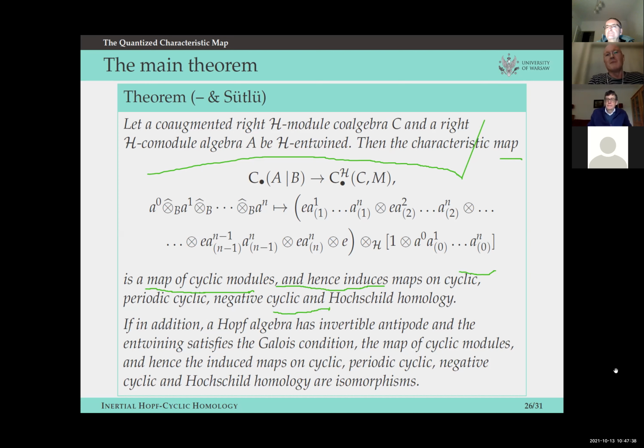Technically you are right, but Piotr told me that situations when you do not have this group-like element are pathological. They should be regarded as pathological. It's not only my opinion. Of course, you can do something also in this situation, but general properties of these constructions are much worse. So therefore, if we assume this group-like element, then you have this co-augmented coalgebra extension context wider than the Galois context. But if you add this Galois condition, since this entwining is only one in this situation, you obtain your definition.